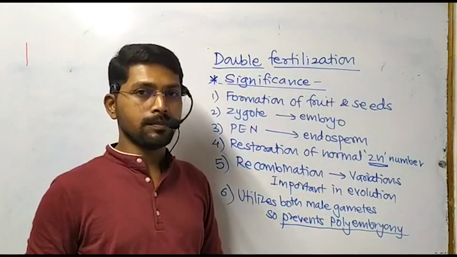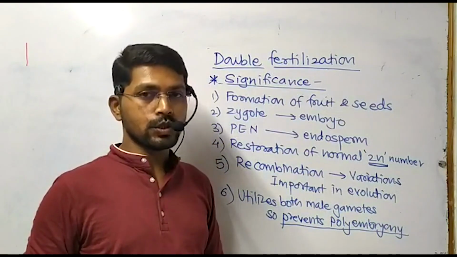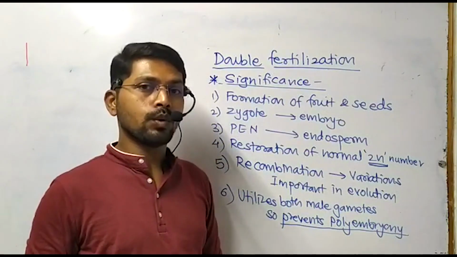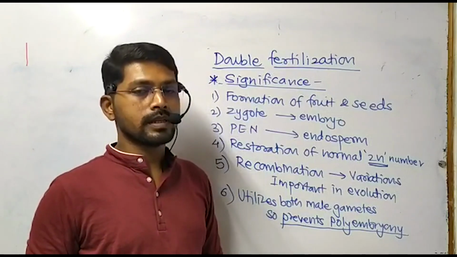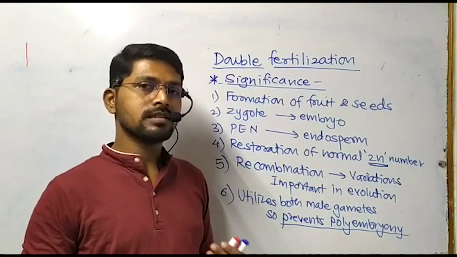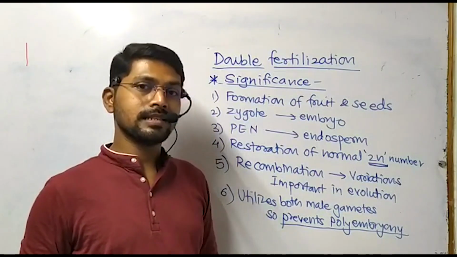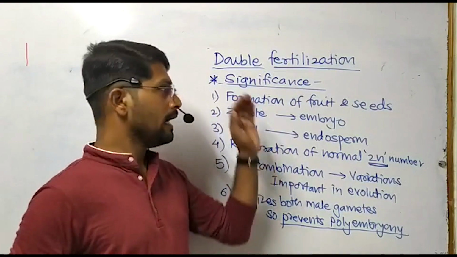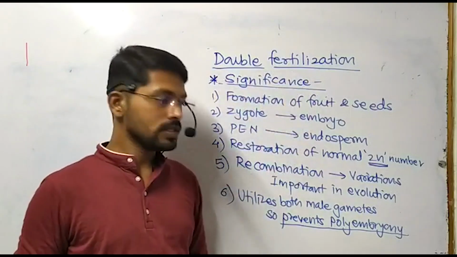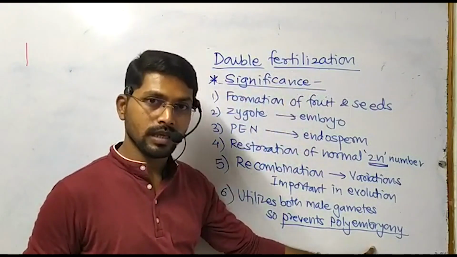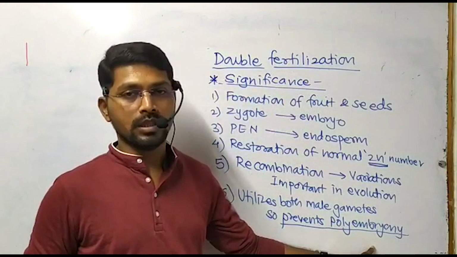Here one point is very important. In some angiosperms, more than one embryo is also seen, and that is called polyembryony, and there are various different reasons for that. We are going to discuss this point in the next lecture. But importantly, double fertilization is responsible for preventing polyembryony by utilizing both the male gametes.